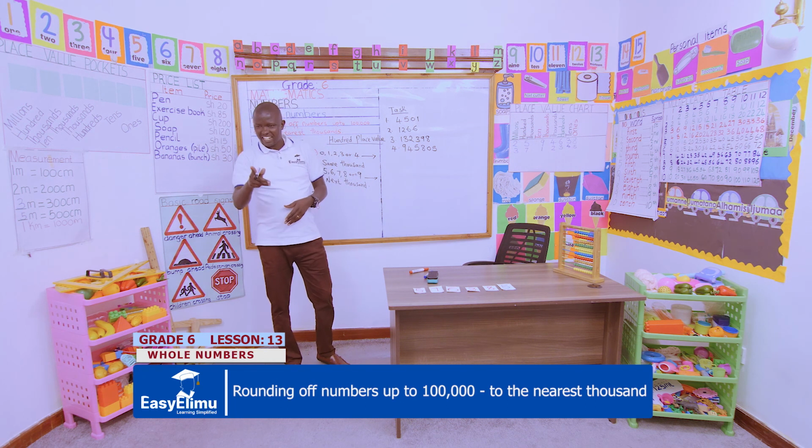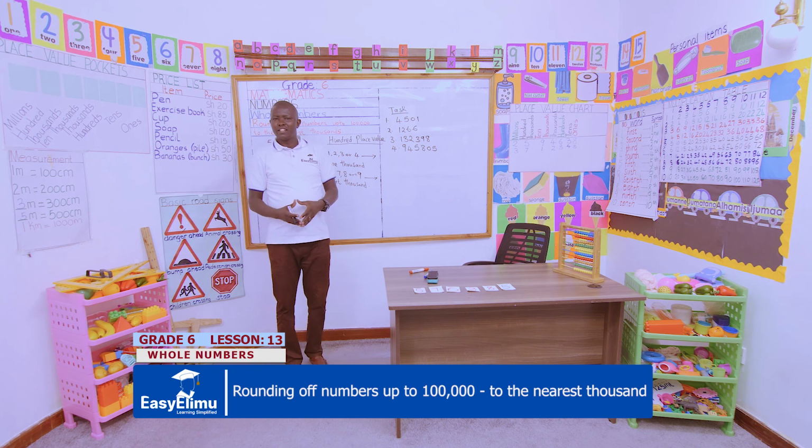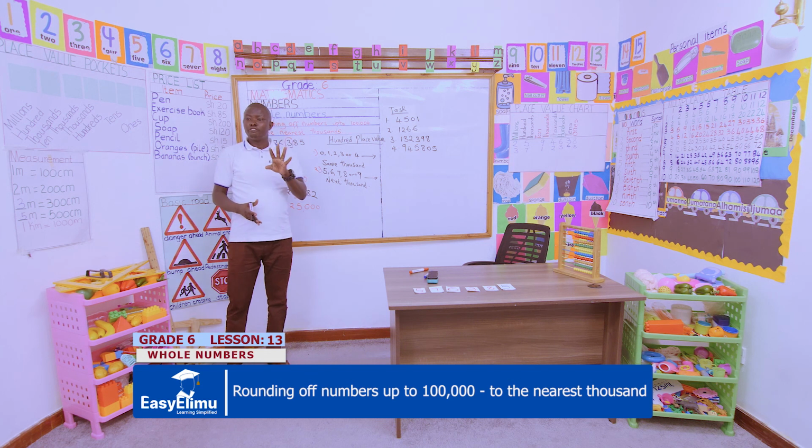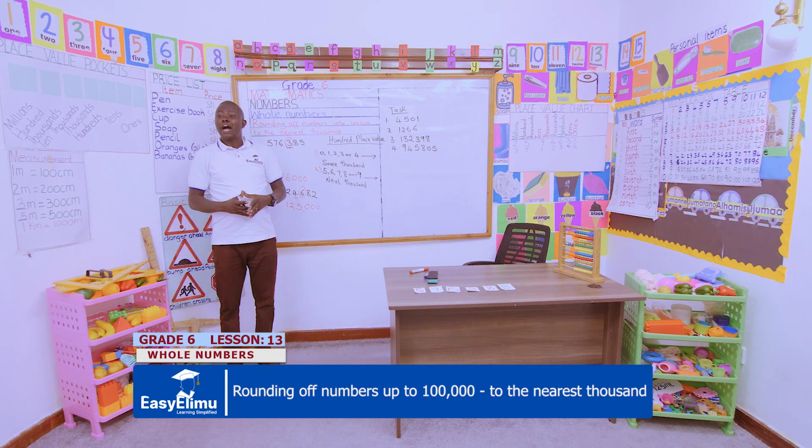With this, let us meet in the next lesson. But remember to do more practice. Ask your parents or guardians to come up with numbers with either 4, 5, or 6 digits and try to round them off to the nearest thousands.